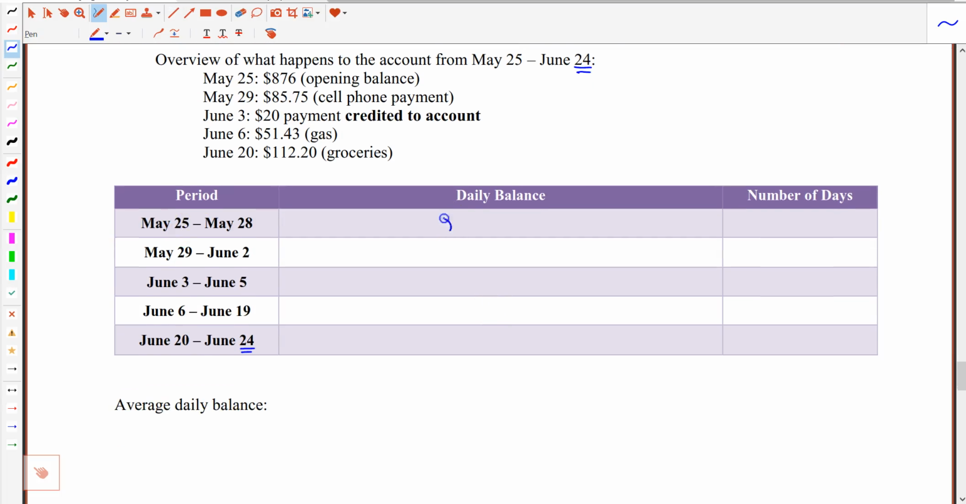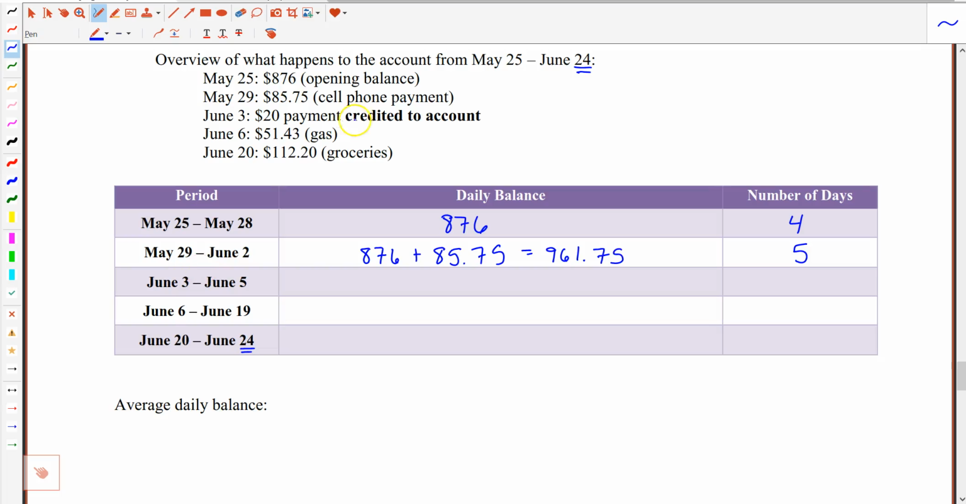So on the 25th, this opened at 876, and it will be at 876 for May 25th, 26th, 27th, and 28th. That's 4 elapsed days. Then on the 29th, the cell phone payment goes through. So we're going to show our work in this table here. So I'm going to take the previous balance and add $85.75 to it. So at that point I'm at $961.75. And I will sit at this balance until I go through June 2nd. So that'll be May 29th, 30th, 31st, June 1st, and June 2nd. That's 5 days.